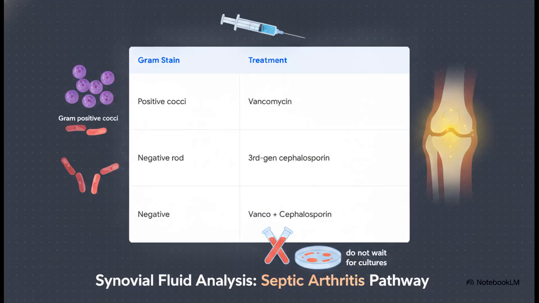Once you actually have that joint fluid, do not sit around waiting for cultures. Treat empirically based immediately on the gram stain. As you can see, hit gram-positive cocci hard with vancomycin. If it's a gram-negative rod, go with a third-generation cephalosporin. And if microscopy is totally negative but you still strongly suspect infection, cover all your bases with vanco plus a cephalosporin.